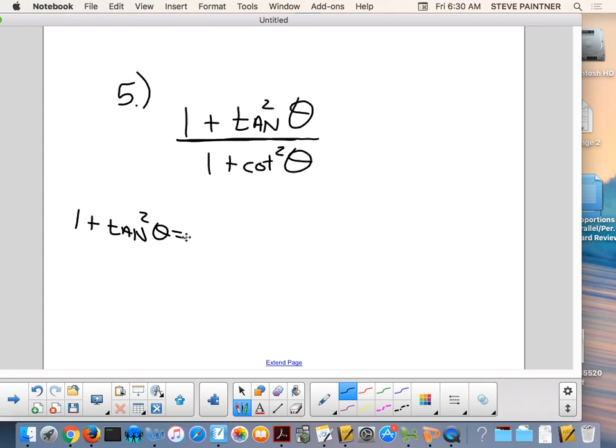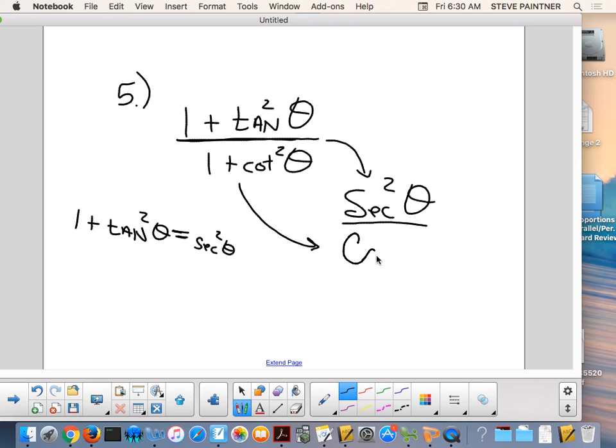1 plus tangent squared, doesn't that look like a Pythagorean? That equals what? That equals secant squared of theta. So you could just replace this with secant squared. Where 1 plus cotangent squared is another Pythagorean, you could just replace this with cosecant squared. And now it became a division problem with just 2 functions, secant squared divided by cosecant squared. So this is back to division now.